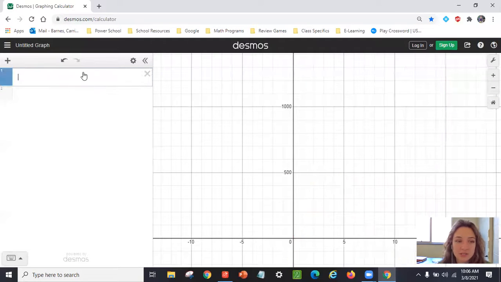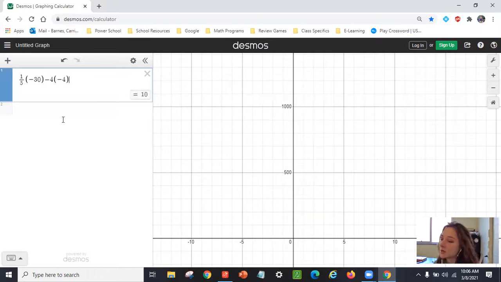And since we are typing in the same thing every single time, we're going to be typing in 1/5 times something, and then minus 4 times something else. So I can just change these two values right here, and it should be able to give me my answer. So for the first one, this is going to be equal to 10. I'm just going to write this down on my paper as we go along. The second one is negative 10 and 2.